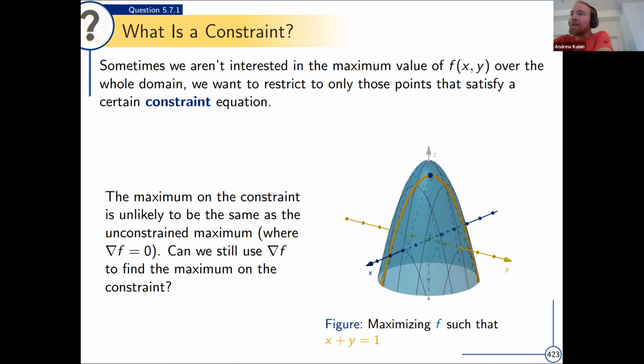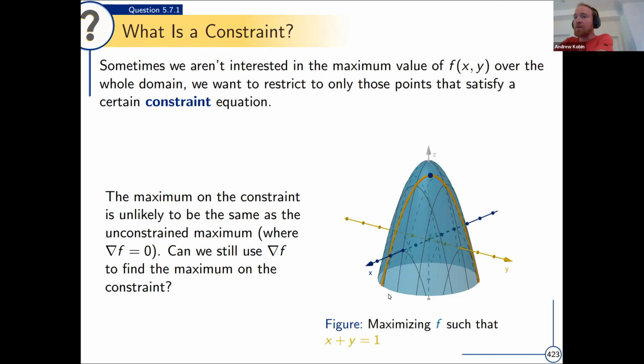One thing that's worth noting right up front is that the maximum value of a function on the constraint, on that slice of our picture, is unlikely to be the global maximum of the function everywhere. The global maximum could very well occur at a critical point, which is where the gradient of the function f is equal to 0. But we can still use the gradient to find the maximum on the constraint using a little bit of geometry that we learned about back in the gradient section.